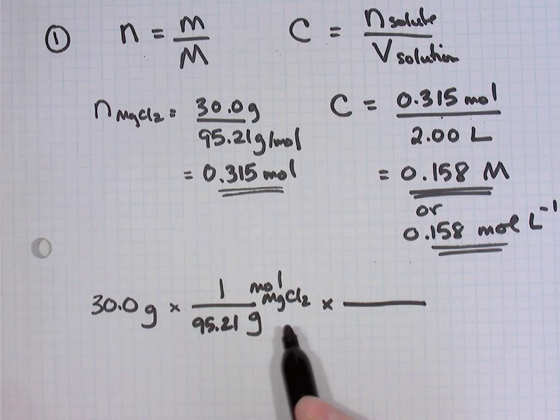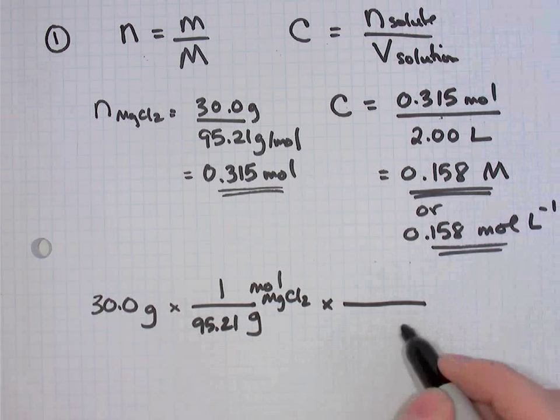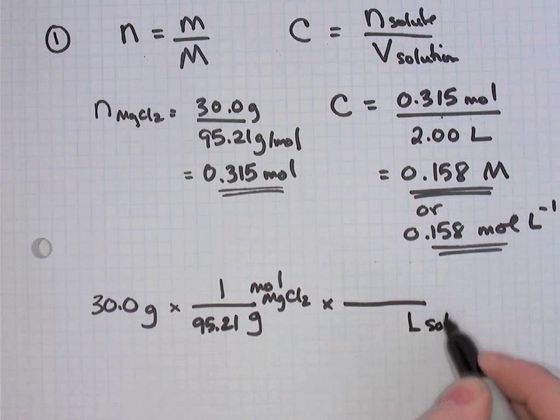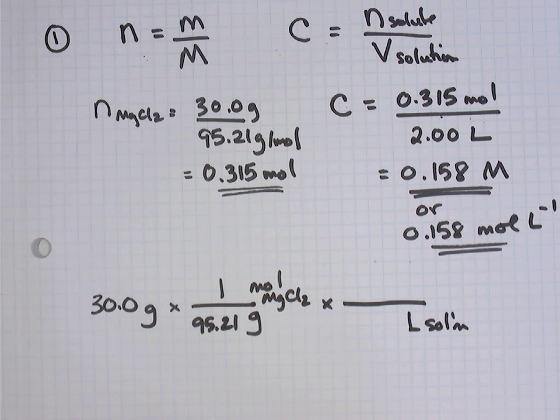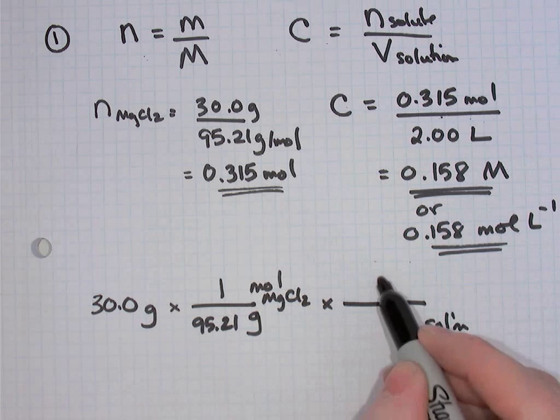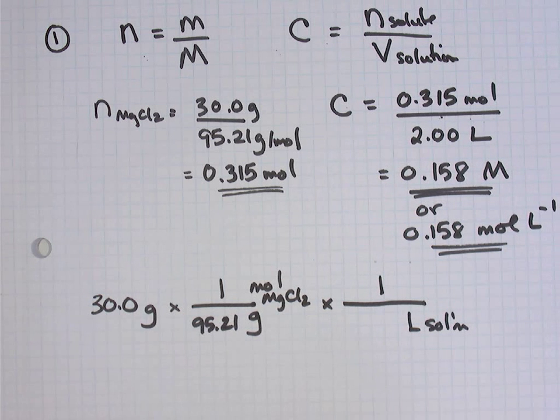Now that I've got the moles, I just need to get the per liter. Per liter means to divide by the volume. So I'm going to put the liters of solution down below. And unlike most unit multipliers where we're converting from one unit to another, in this one we're simply adding the per liter to the moles that we already had. So I'm just going to put a 1 on top as a placeholder.